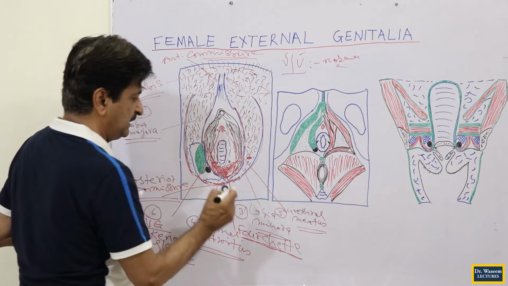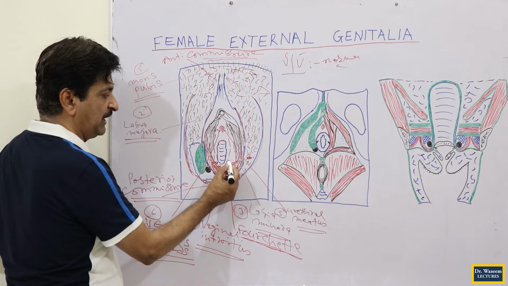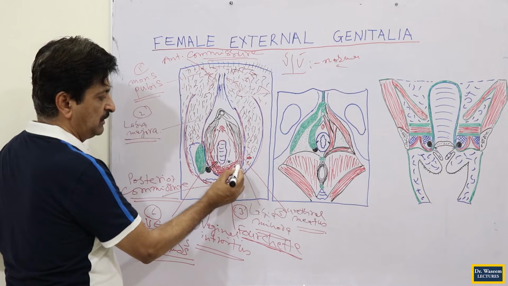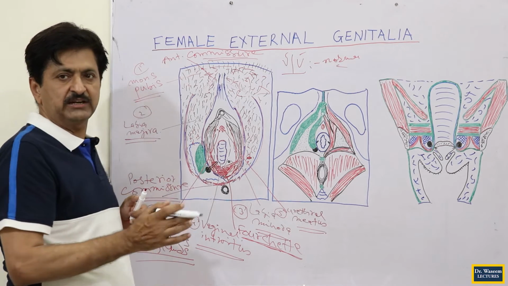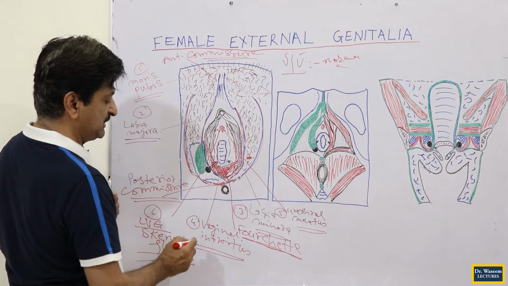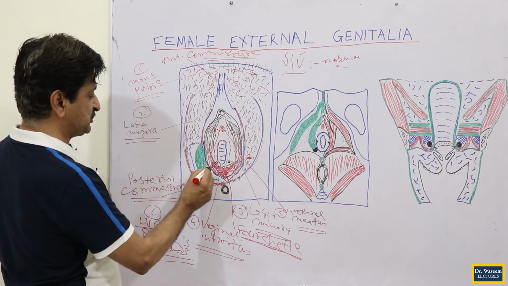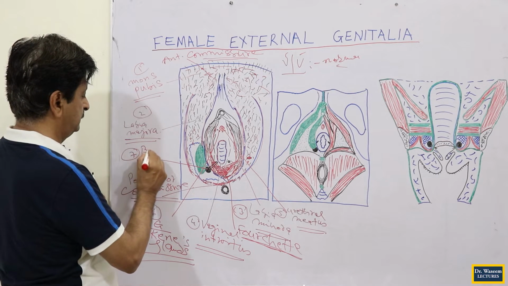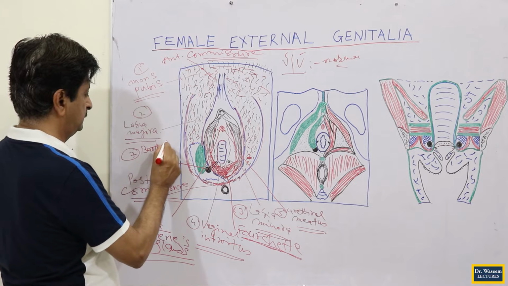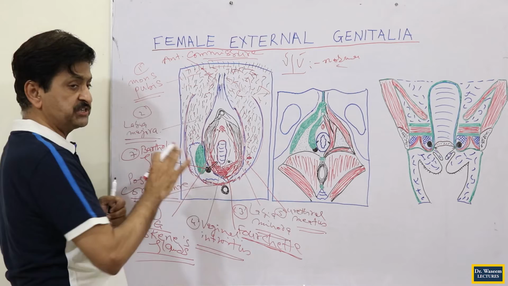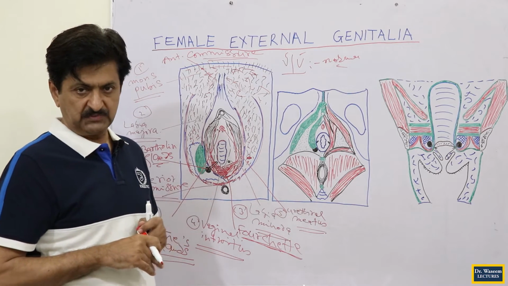watch it here again. On either side of this posterior end you will find a very important duct, and that duct is the duct of the greater vestibular gland, called the Bartholin gland. So another structure here, you can say the seventh structure in the vulva, is the Bartholin gland. And its inflammation is called Bartholinitis, of the greater vestibular gland.